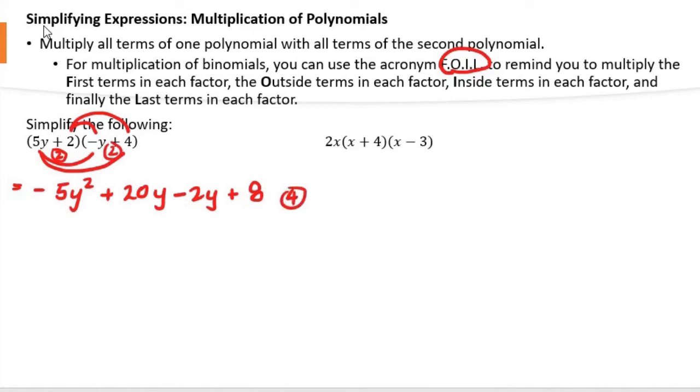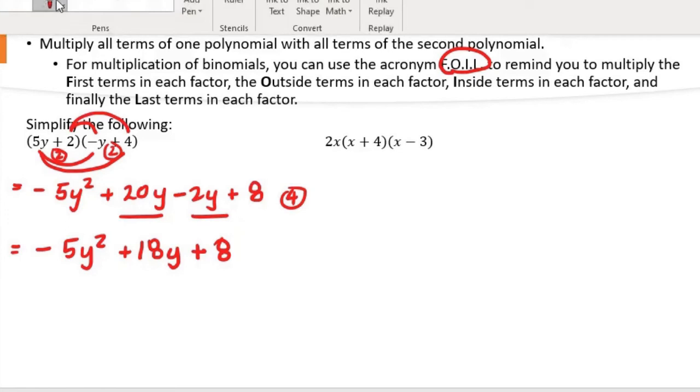That's always going to work out. It doesn't mean that our final answer will have 4 terms, and you may notice that we have some like terms. We've got 2 terms that have y's, so I'll collect those. So our final answer is negative 5y squared. Positive 20 minus 2 is positive 18, so positive 18y. And finally, plus 8. And that's our final answer.